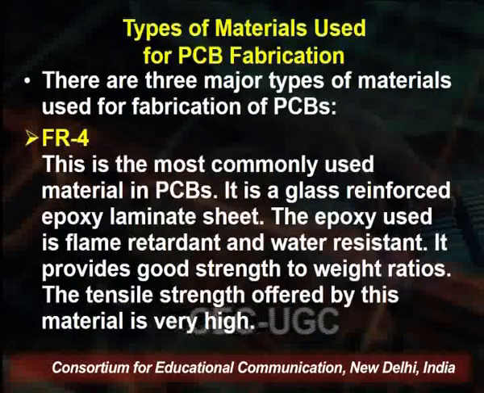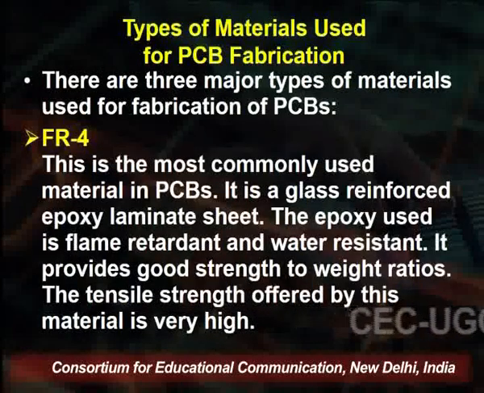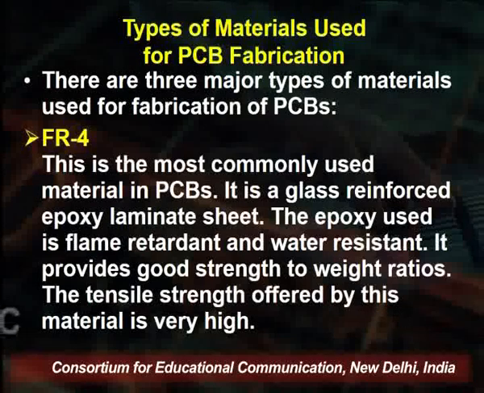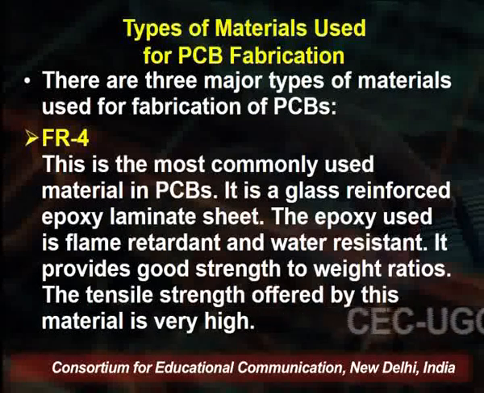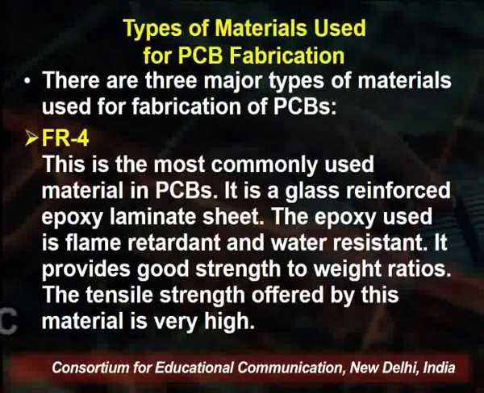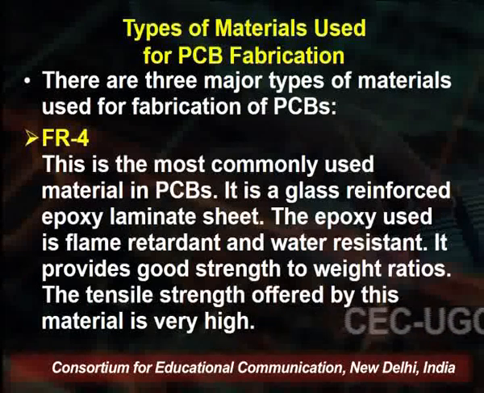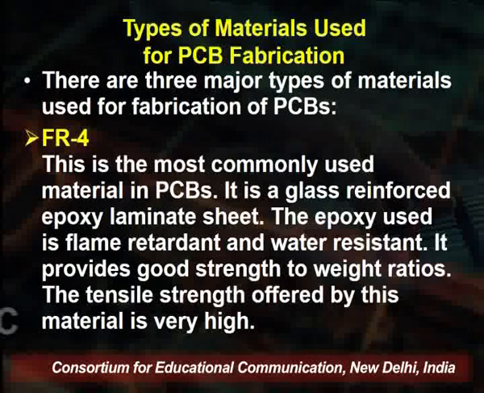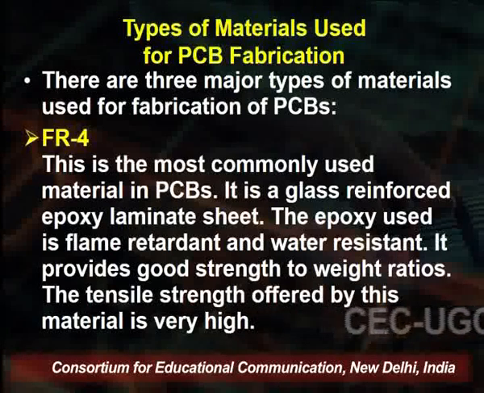What are the types of material used for the PCB? There are three major types of material used for the fabrication of PCBs. Number one is FR4. FR4 is the most commonly used material in the PCB. It is a glass reinforced epoxy laminated sheet. The epoxy is flame retardant and water resistant so that it cannot be damaged. It provides a good strength to weight ratio.